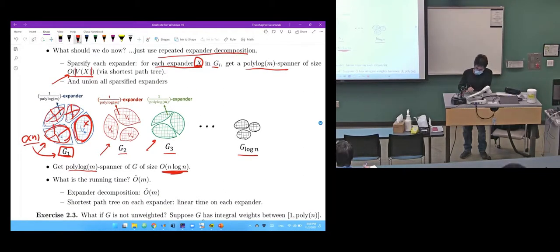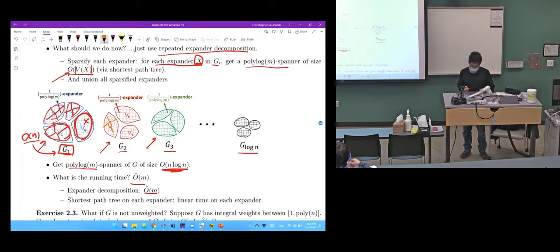The running time is going to be near-linear too, because what you really do is just call expander decomposition log n times in the beginning. That's near-linear. And then in each expander, you literally just compute shortest path or BFS. So the total time is linear in each expander, and summing everything is going to be linear then. Make sense? Okay.